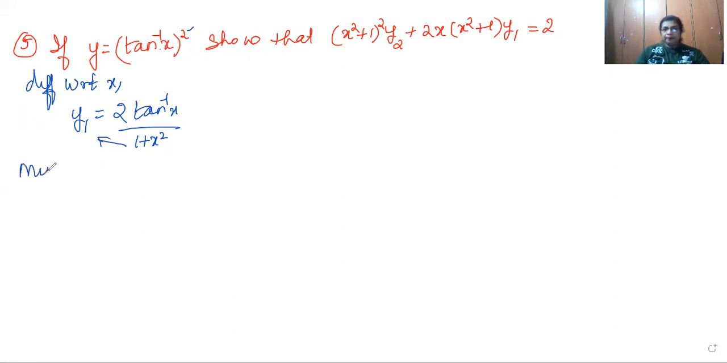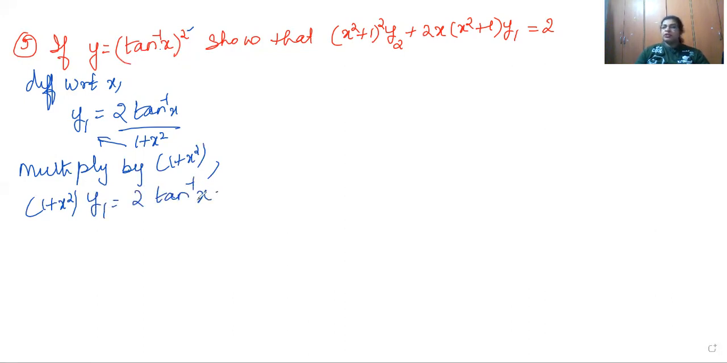So multiply by 1 plus x square. What are you going to get? So we are getting 1 plus x square into y1 is equal to 2 tan inverse x. One step is over. Now differentiate again. Okay. So very simple. So differentiate again.